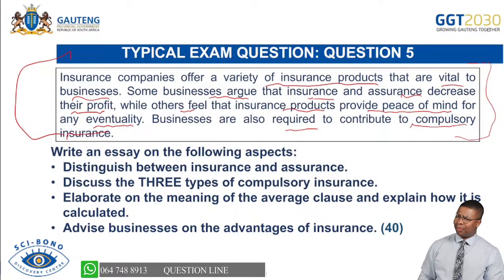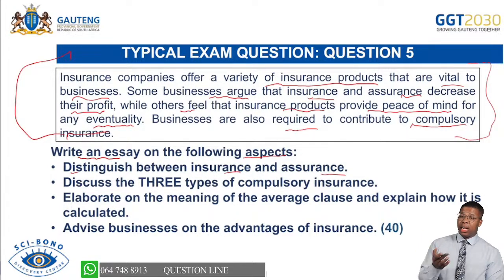So there's no answer there. There's nothing you can use that will give you 2 marks. So do not quote from the preamble at all. Don't take any information. So the instruction is there now to say write an essay on the following aspects. The first question, distinguish between insurance and assurance. This is one of the easiest if it is to come.